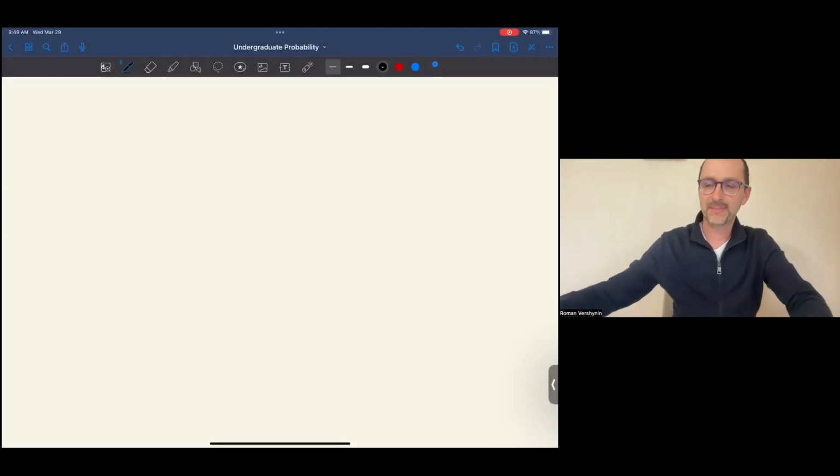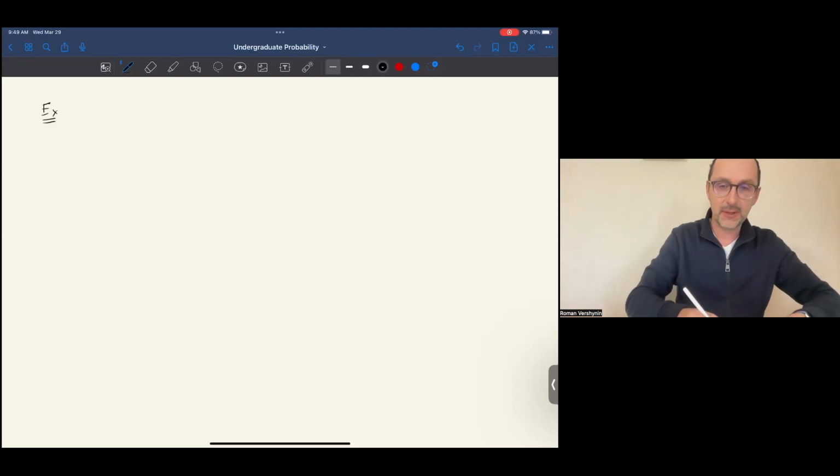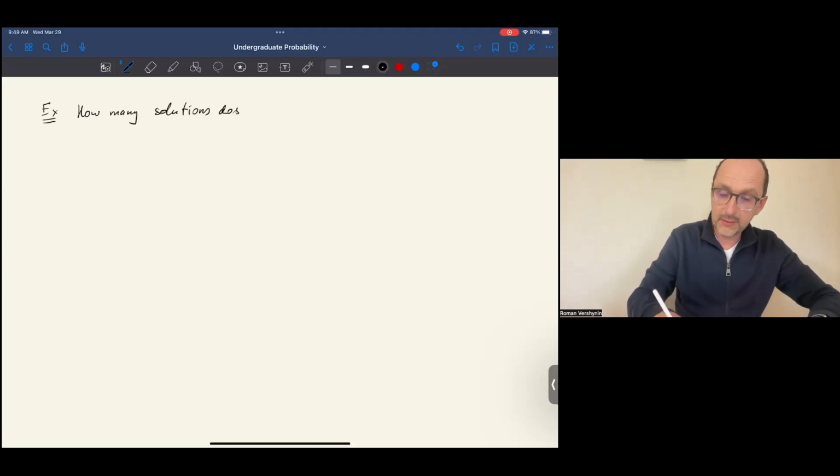And one more example. This one is related to a nice problem in algebra. How many solutions does an equation have? Let's say the equation x plus y equals 5.